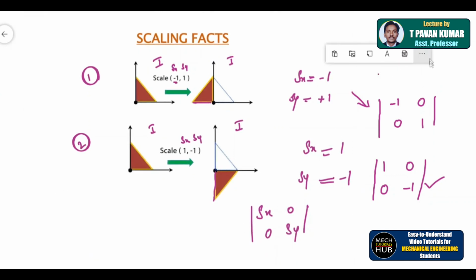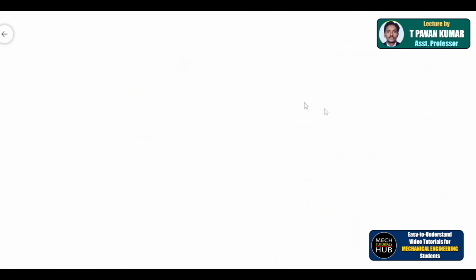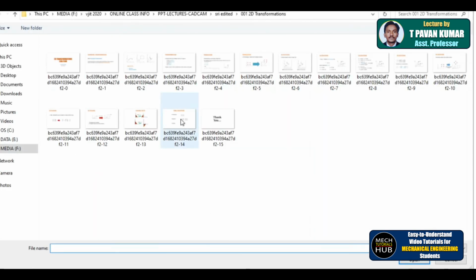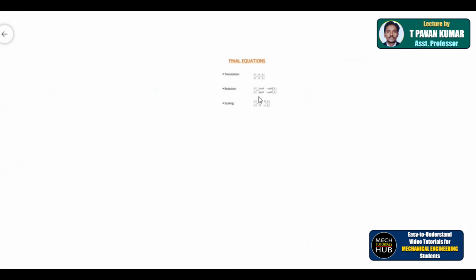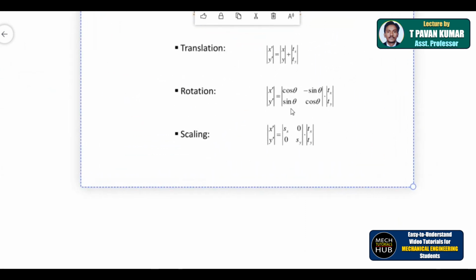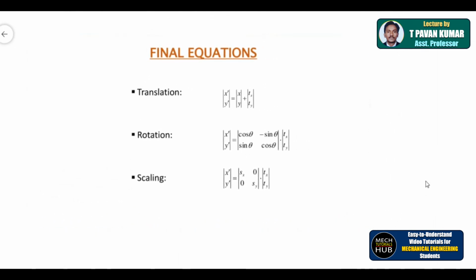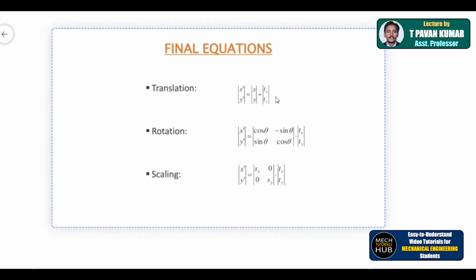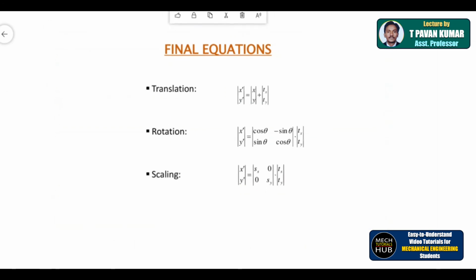Now let me clear this slide and come up with a new one. I'll try to put everything, whatever explanation I have given, into one single slide. This is what we have discussed. One is translation, then comes rotation and scaling, the three most important transformations.